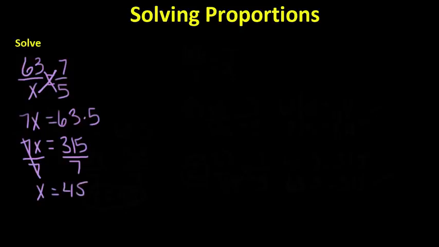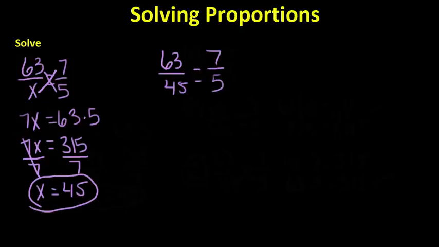You always want to check your answer. All we do is plug the value that we found for x back into the original equation. So 63 over x will now be 63 over 45 is equal to 7 over 5. Just cross multiply again to make sure that everything is equal.